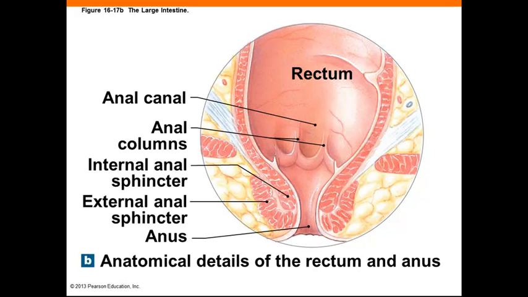The rectum is an expandable organ for storing feces. The anal canal is the last portion, and it contains longitudinal anal columns. The anus is the exit of the anal canal, and it has both an internal anal sphincter and an external anal sphincter. The internal anal sphincter is made of smooth muscle of muscularis externa, and it is under the autonomic nervous system control, whereas the external anal sphincter is voluntary skeletal muscle.